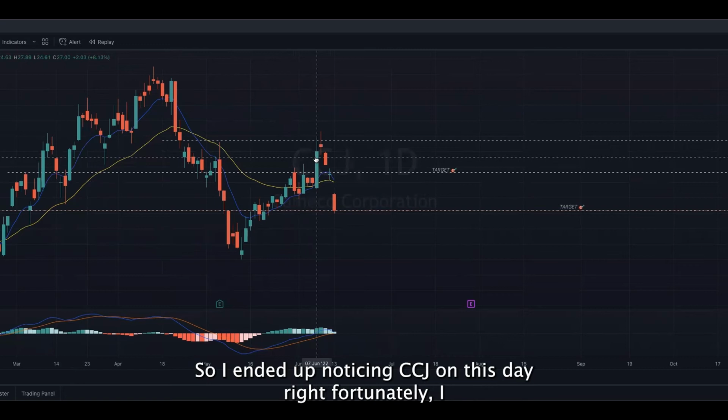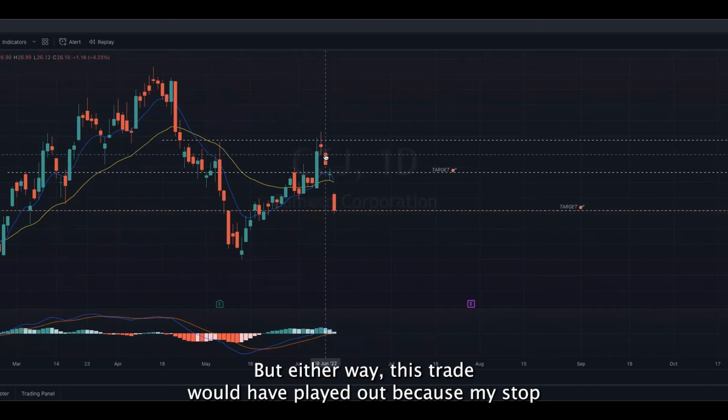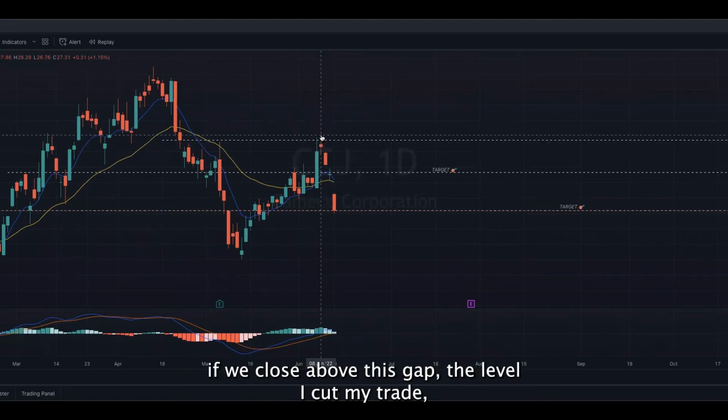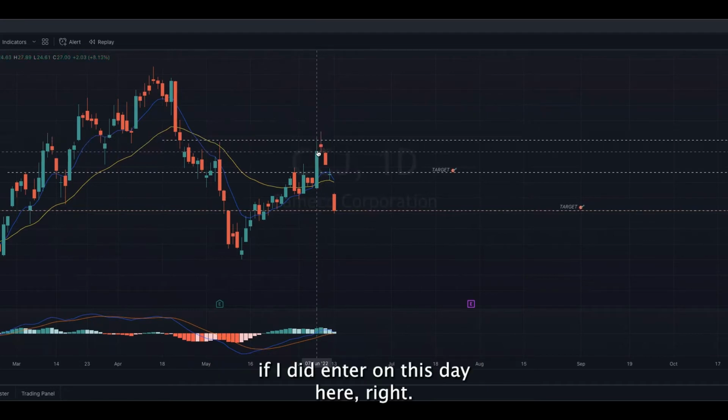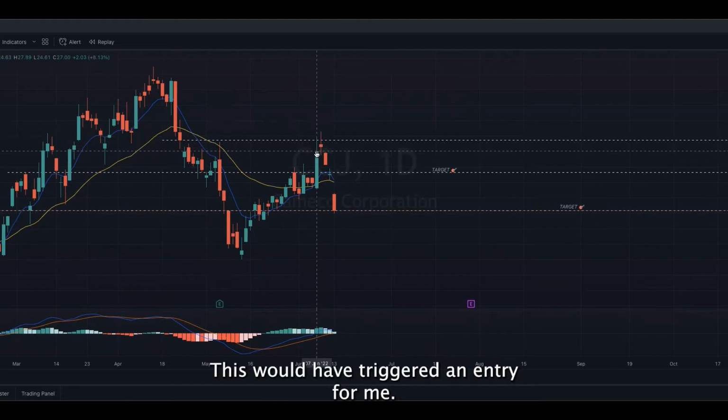So I ended up noticing CCJ on this day, right? Fortunately, I was just lucky on that. But either way, this trade would have played out because my stop loss would have never triggered, as I'm looking to close. If we close above this gap fill level, I cut my trade. If I did enter on this day here, right, this tested the gap, filled the gap, came back down and closed right here, right? This would have triggered an entry for me.